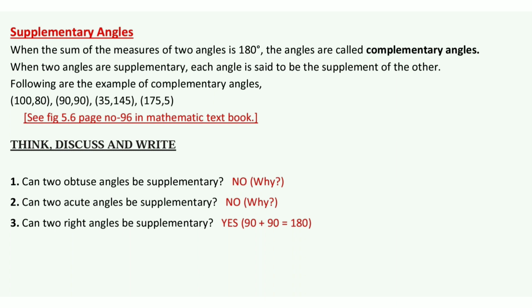Now think, discuss and write. First, can two obtuse angles be supplementary? No. Try to think why. Second, can two acute angles be supplementary? So again answer is no. Try to think why. Third one, can two right angles be supplementary? Answer is yes. Explanation is 90 plus 90 is equal to 180. It means the two right angles are supplementary to each other.